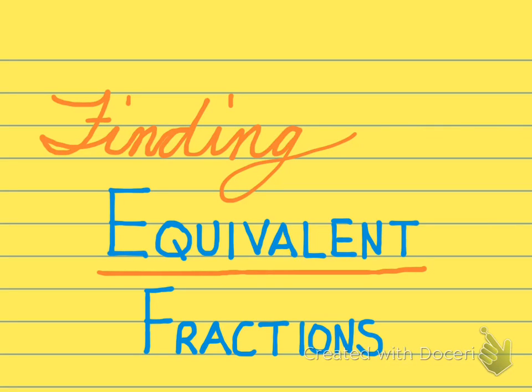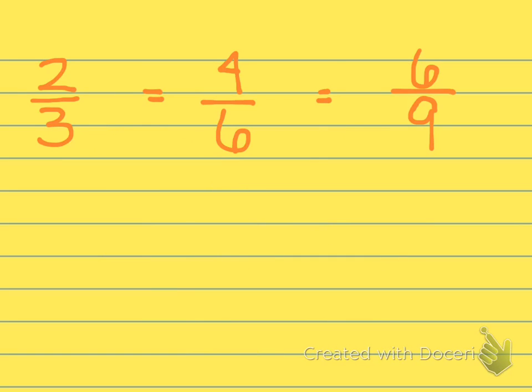Finding equivalent fractions. Equivalent fractions have the same value, even though they may look pretty different. The best way to show you how to find equivalent fractions is just to take a look at one. 2/3 equals 4/6 equals 6/9.